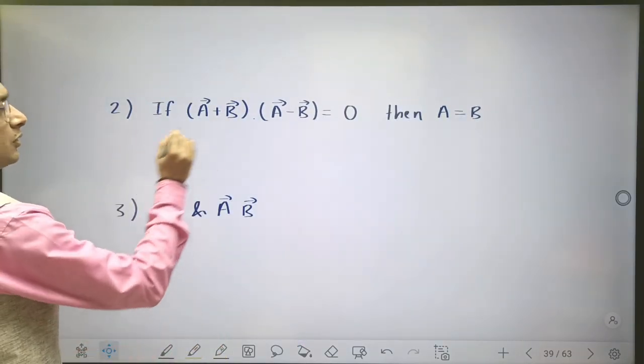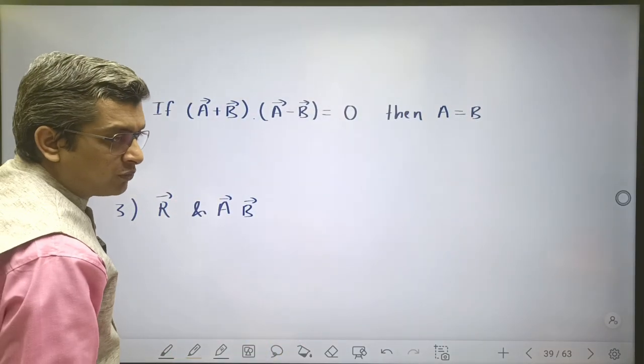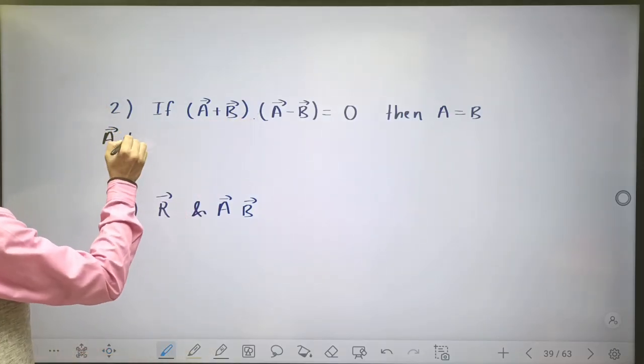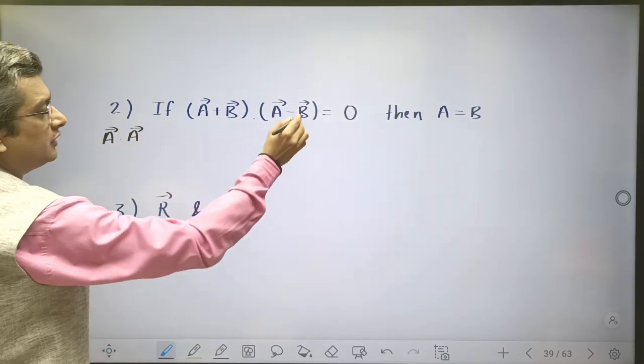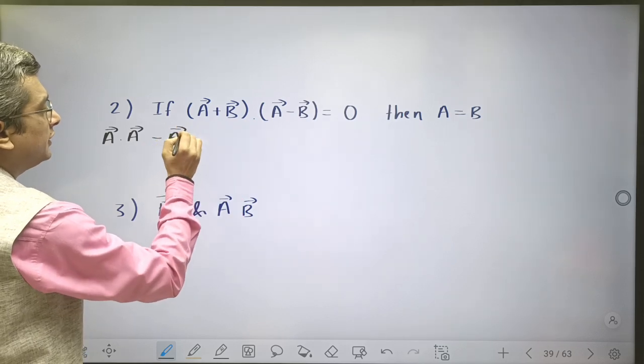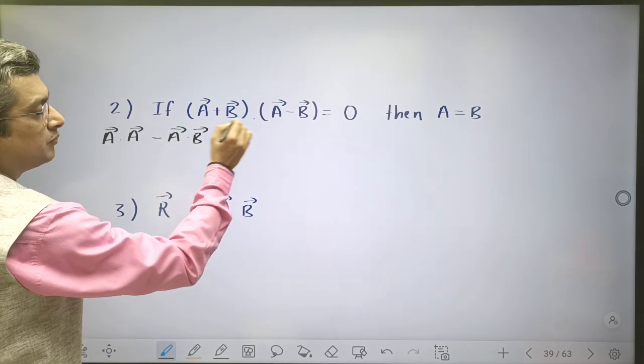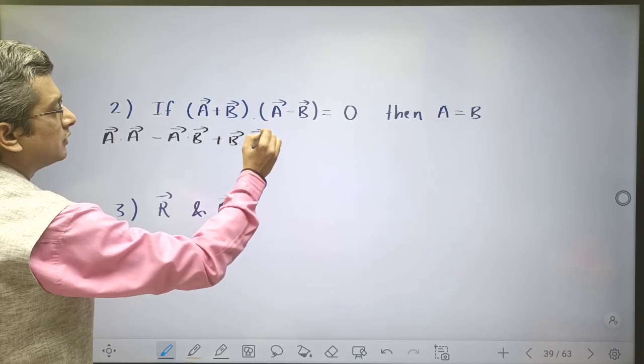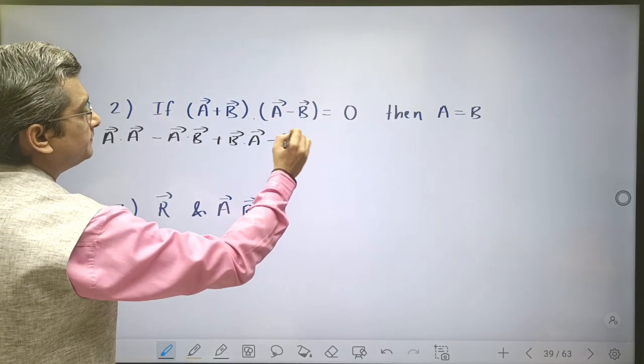So first of all, on the basis of the distributive property, this will be a dot a plus this a, or you can say minus a dot b plus b dot a minus b dot b.